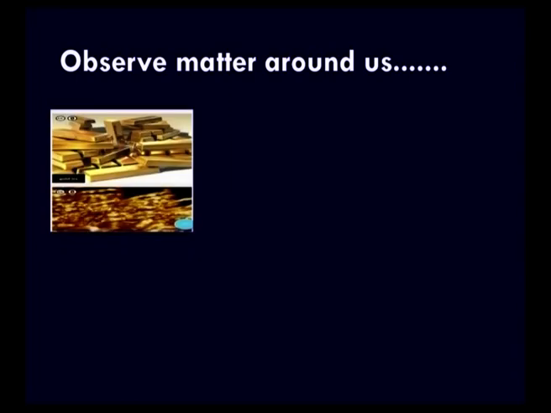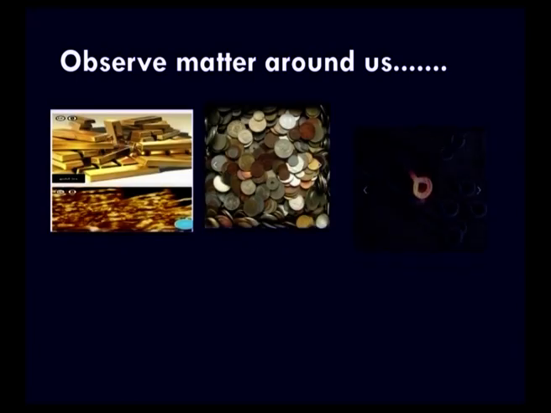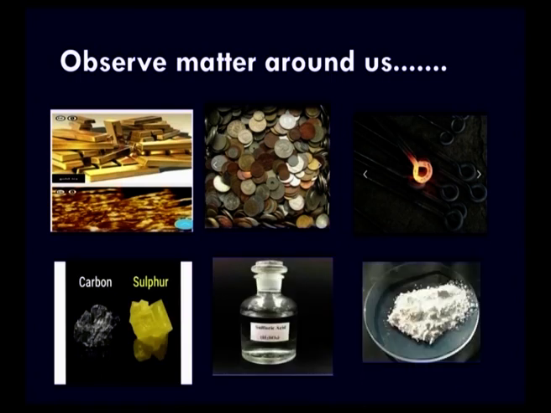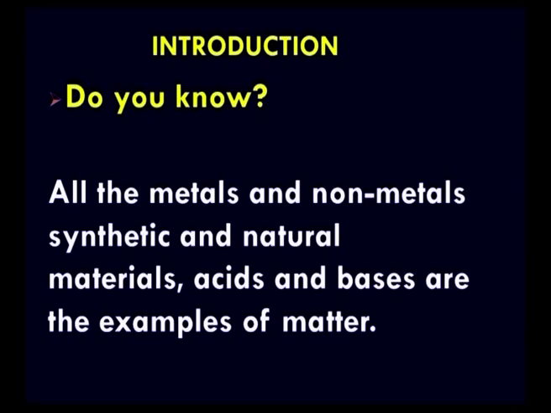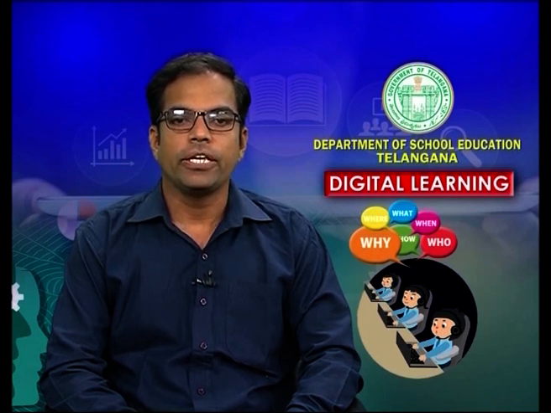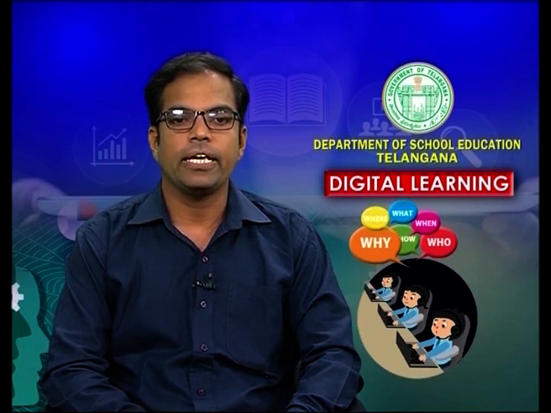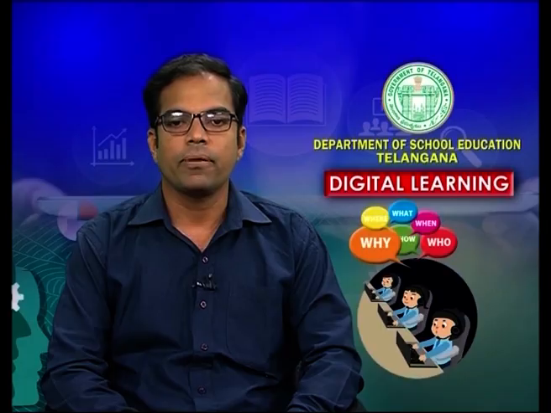Children, observe matter around us. See the pictures. Gold metal, metal coins, iron rod, carbon, sulfur, sulfuric acid, calcium hydroxide. Introduction. Children, do you know all the metals and non-metals, synthetic and natural materials, acids and bases are the examples of matter. Water we drink, food we eat, air we breathe, clothes and various things that we use in our daily life are the examples of matter.